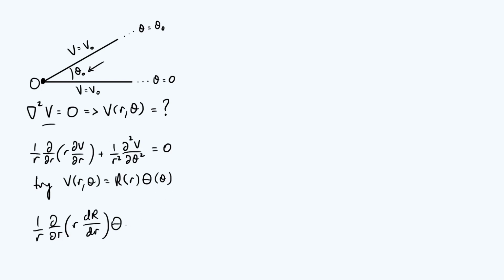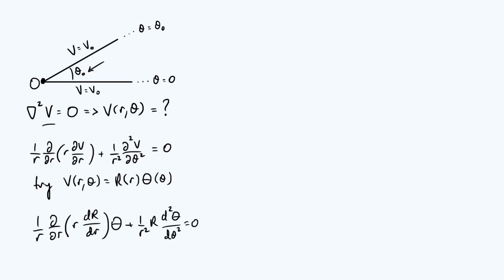Then we use the same logic for the second term in our PDE. You've still got your 1 over r squared, but now the second derivative of V with respect to theta only affects the theta part of our function. So the R just stays as it is, and you get, this is now a total derivative, d2 Theta by d theta squared, and all of that's supposed to equal 0.